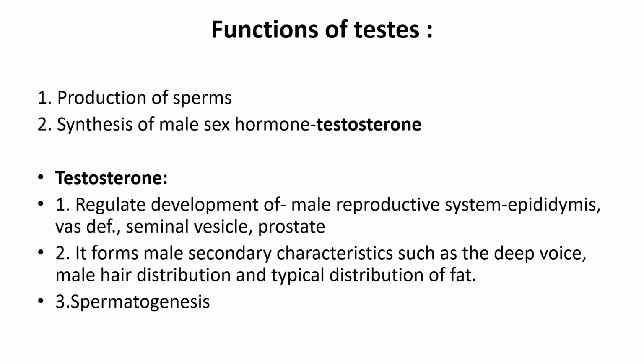Function of testes, so there are two. One is production of sperms from the spermatogenesis, and second is the production of male sex hormone, that is testosterone. And the testosterone is required for the regulation of the development of male reproductive system organs, that is epididymis, vas deferens, seminal vesicle, prostate. And it forms male secondary characteristics such as the deep voice, male hair distribution, typical distribution of fat, and then third function for the spermatogenesis.